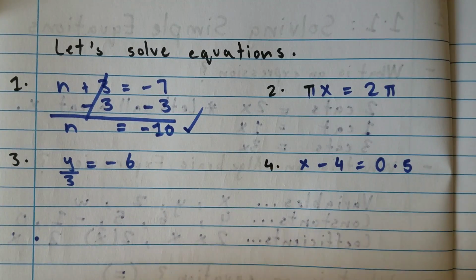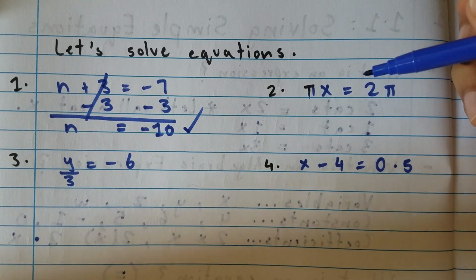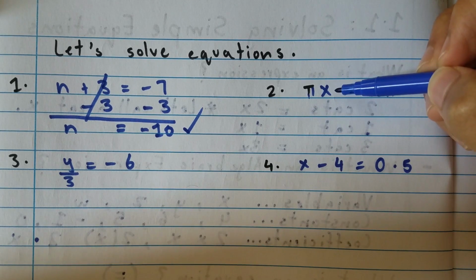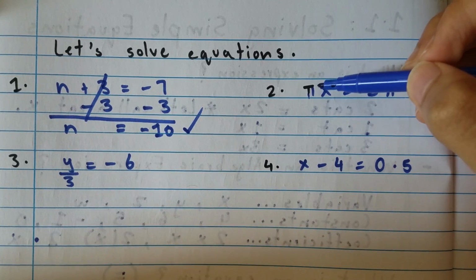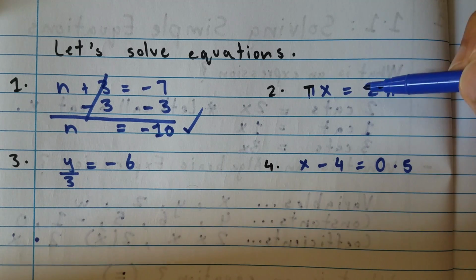Let's look at number 2. We have pi x equals 2 pi. So we know that pi is a coefficient of x. As we mentioned last time, a coefficient is a constant that multiplies another variable. And here we have 2 multiplying pi, so 2 is the constant here.